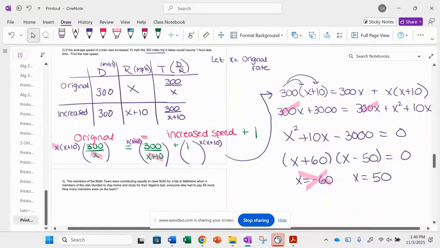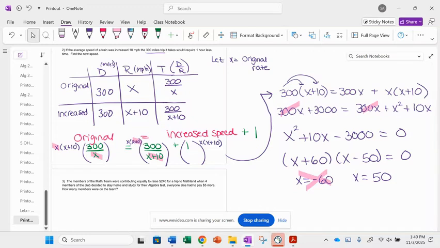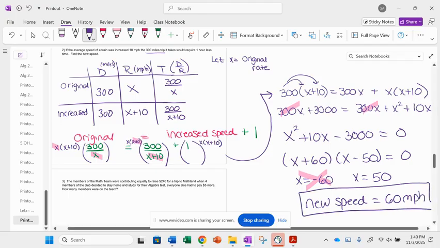Now let's see what we want to find. Find the new speed. Was X the new speed or was it the old speed? It was the old speed. So what is the new speed? 60. So the new speed equals 60 miles per hour. Not so bad, right?